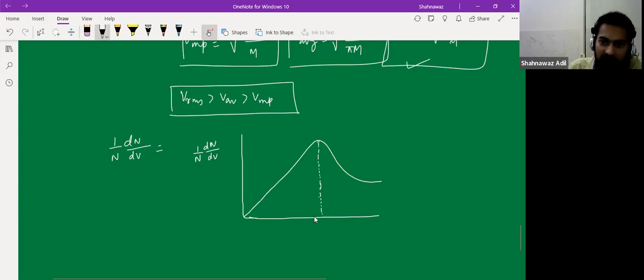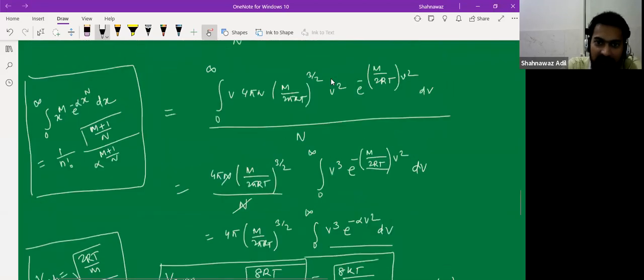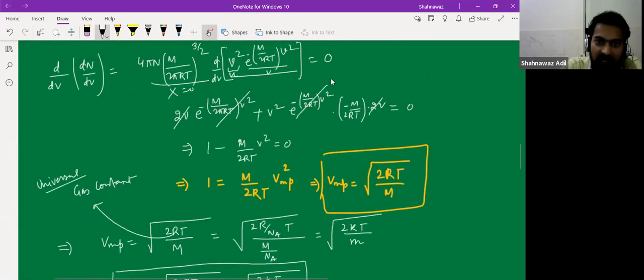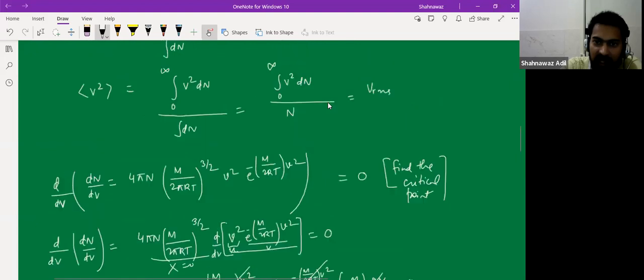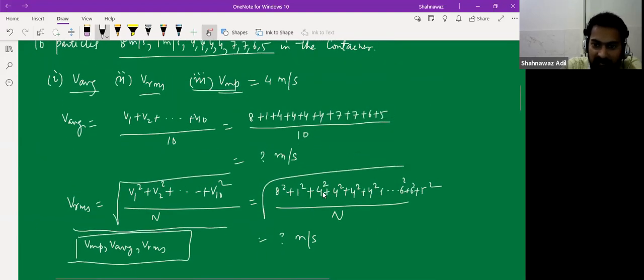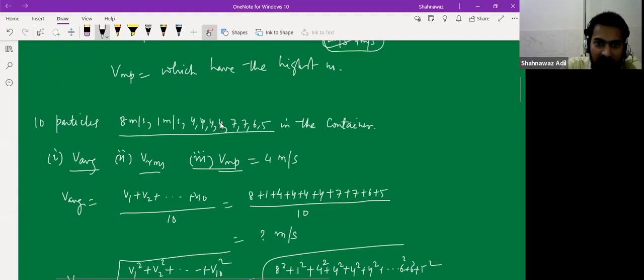This is the highest probability. So this will be which velocity? VRM, V most probable velocity, right? So this has the highest number of probability. You saw from the discrete calculation, right? That whichever has the highest number of velocity, that was the most probable velocity, right? So in this system, 4 had the highest number. So this was the most probable velocity, right?